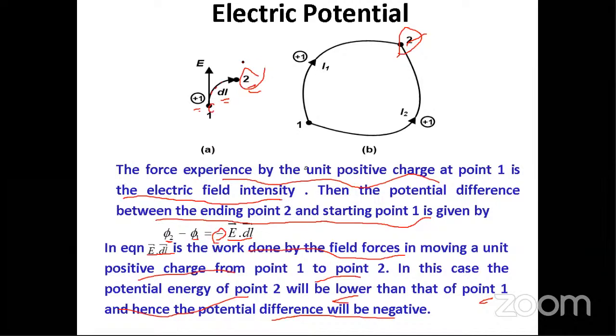If you represent that as phi 1 minus phi 2, that is the potential of point 1 minus the potential of point 2, then you can represent that as E into dl. But the general convention is that when we are bringing a charge from this point to this point, it basically loses its energy. So the potential of that point is lower than the potential of point 1. Okay.